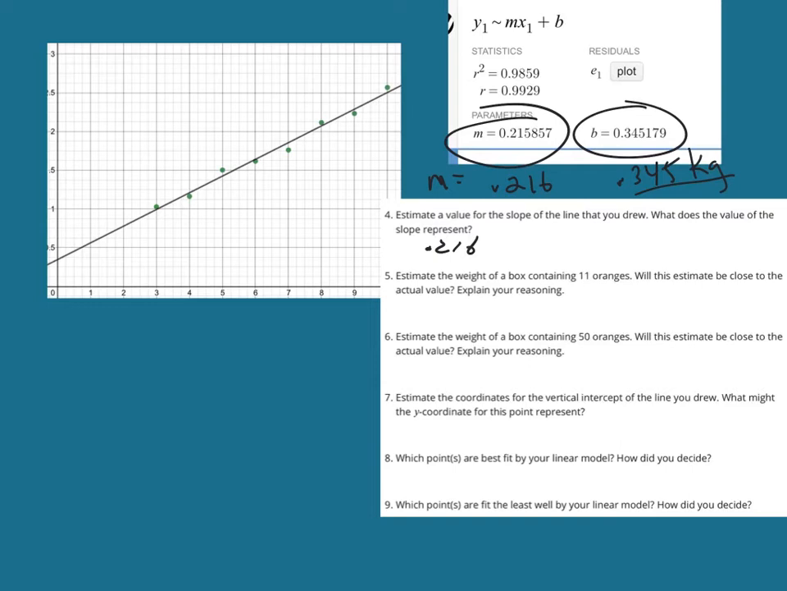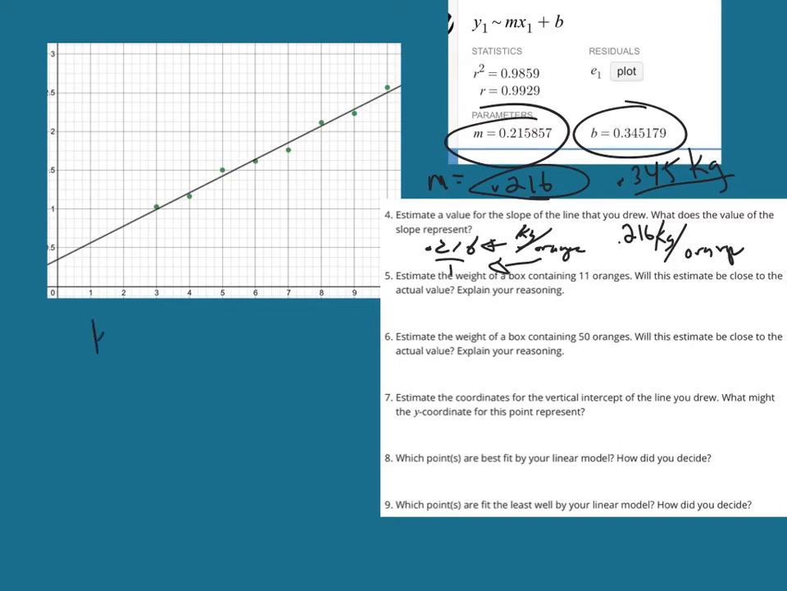And so what that stands for is the approximate weight of each orange added to the box, essentially. Because the weight goes up. We're going to have 0.216 kilograms per orange. So this is over 1. So the orange corresponds to the 1. The weight corresponds to the 216. So essentially, 0.216 kilograms per orange. Okay, and now we have estimate the weight of a box containing 11 oranges.